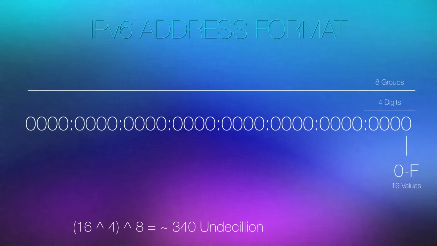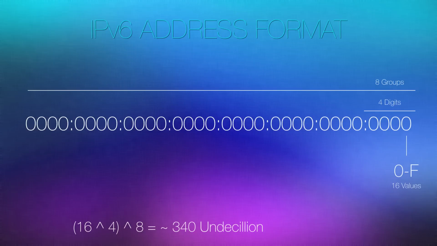And if you don't believe me, you can go into a very sophisticated calculator, maybe Wolfram Alpha, for example, and actually type in 16 to the 4th quantity to the 8th power, and you will get that big number we discussed earlier. To reiterate, we get 16, 4, and 8 because of our numbers in the address here. 16 values per digit, 4 digits per group, and 8 groups per address. That's how the math works out there.